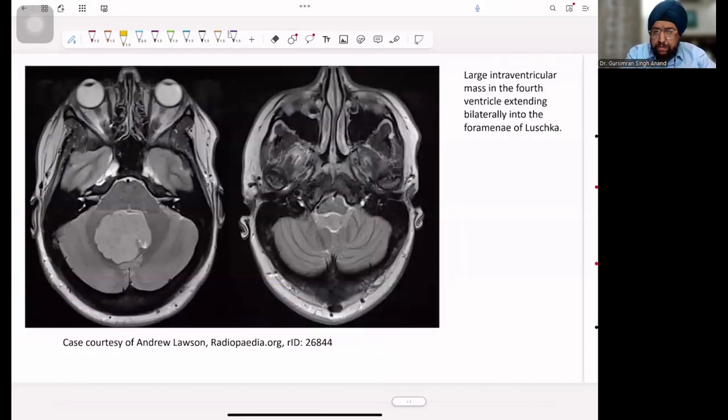So let us look at one of these cases. You see a large intraventricular mass. The important thing which you see is that it is seen extending bilaterally into the foramen of Luschka. And there's also extension to the foramen of Magendie as well. A little bit cranial picture has been taken, but you can easily see the extension through the foramen of Luschka.